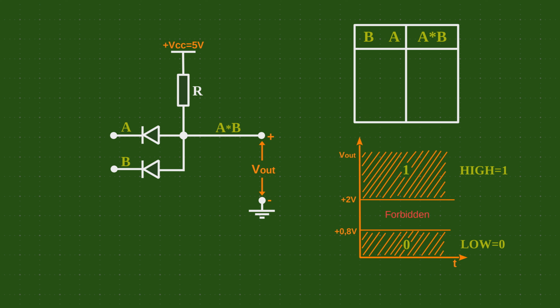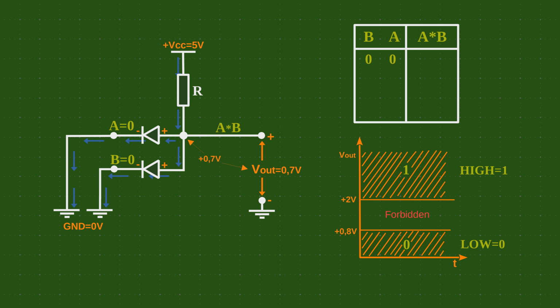Each input signal can be high or low, and since we have 2 input signals we will have a total of 4 combinations. In the first combination both input signals are low. This means that both diodes will be positively polarized and current will flow through them. As already mentioned, the voltage in this case will be 0.7 volts, which means the output will be low.